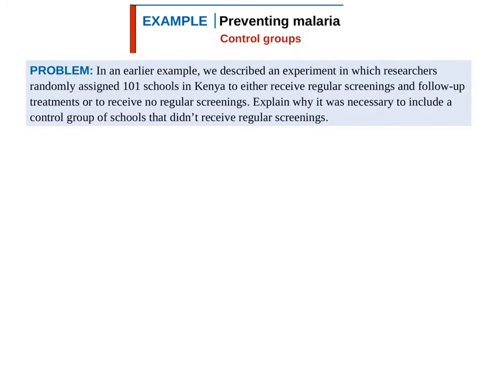This video is going to be chock full of examples, and here's our first one. Remember preventing malaria in those 101 Kenyan schools? Well, let's talk about them yet again in terms of a control group. In that example, we described an experiment in which researchers randomly assigned 101 schools in Kenya to either receive regular screenings and follow-up treatments or to receive no regular screenings for malaria. So explain why it was necessary to include a control group of schools that didn't receive regular screenings.